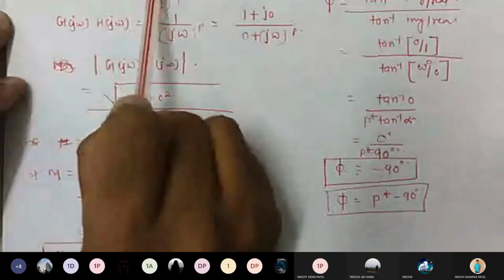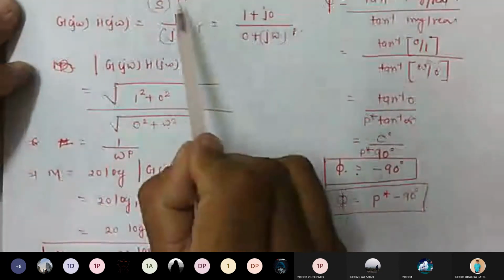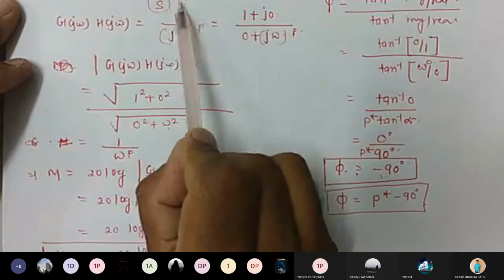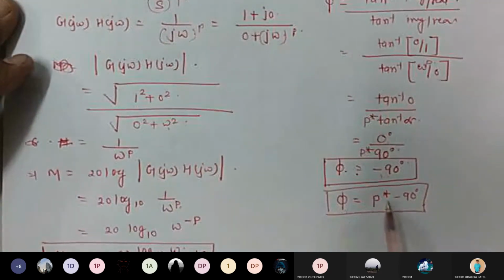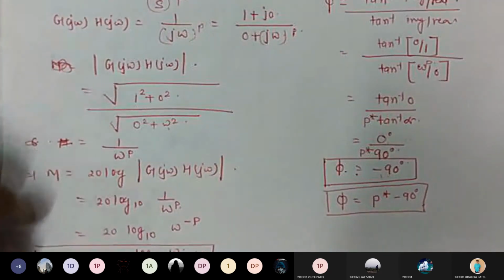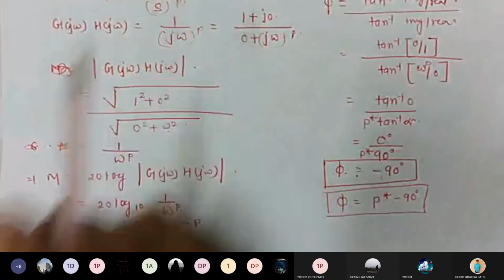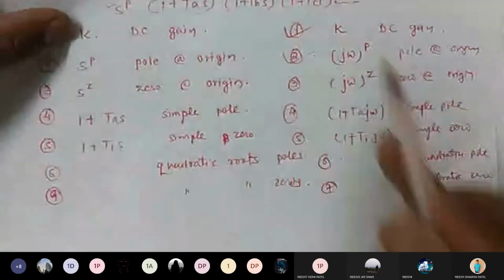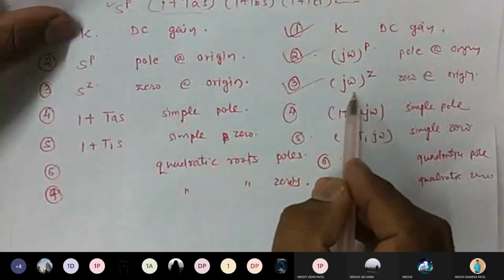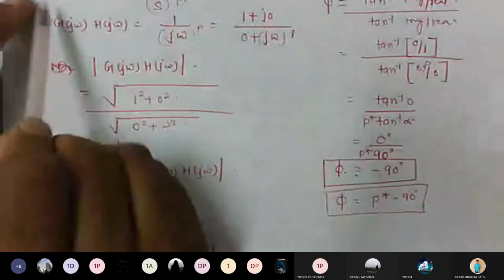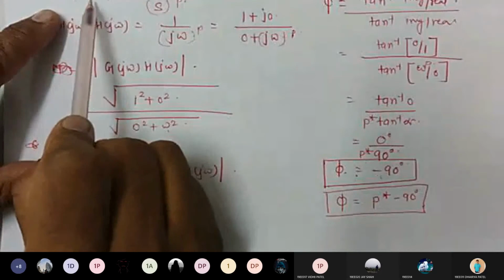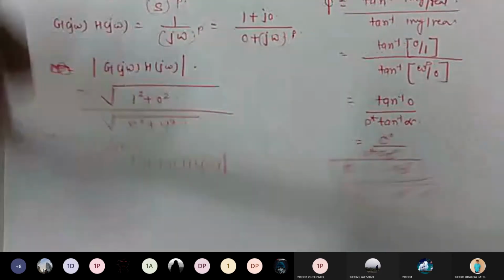Okay, so for your pole at origin, if you are having a pole at origin s raised to p, you will be having phi is equal to p into minus 90 degree. Done. Now we will be taking factor number 3. What is factor number 3? This we have completed. Factor number 3 is nothing but your 0 at origin. So I will write in this manner: g(s) h(s) is equal to s raised to z.